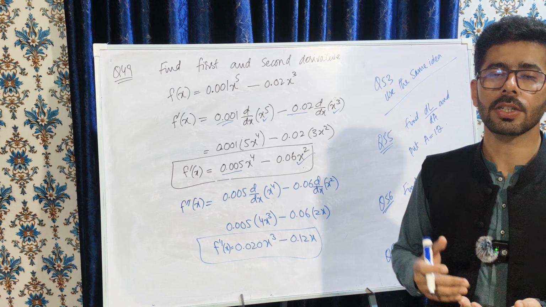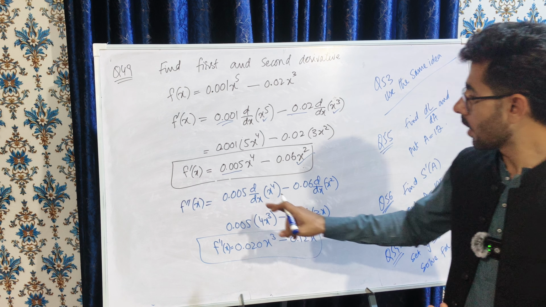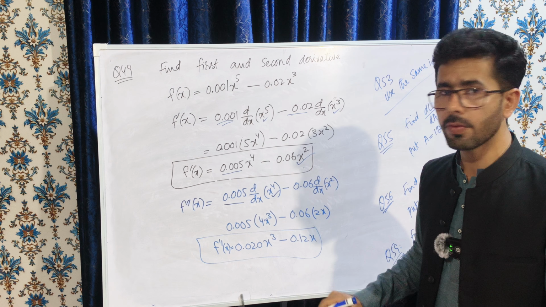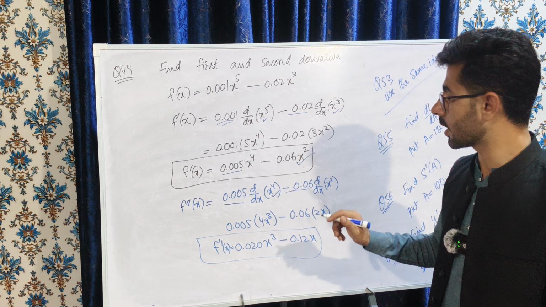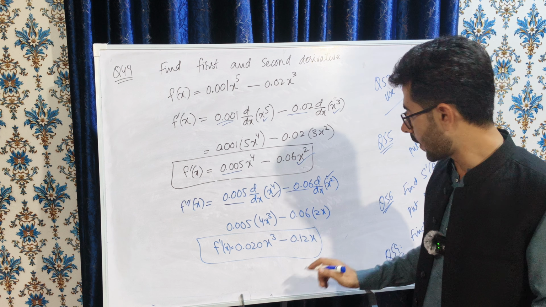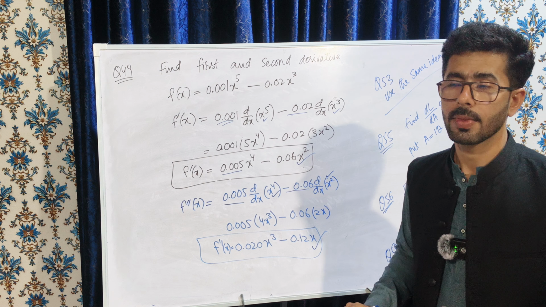In a very similar fashion, we will find the second derivative. So for the second derivative, we will keep this constant out, take derivative of x power 4, and similar way keep the constant out, take the derivative of x square, simplify, and we get our results.